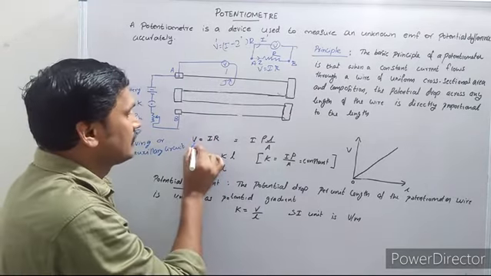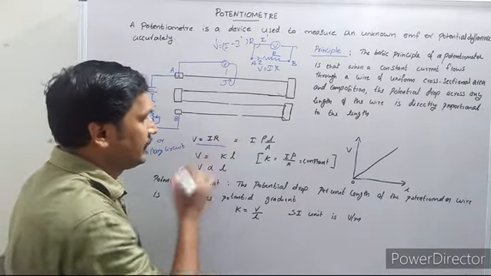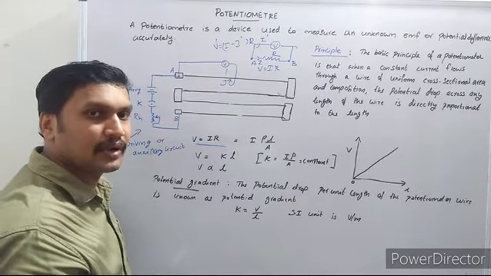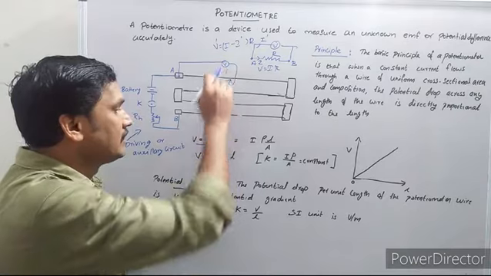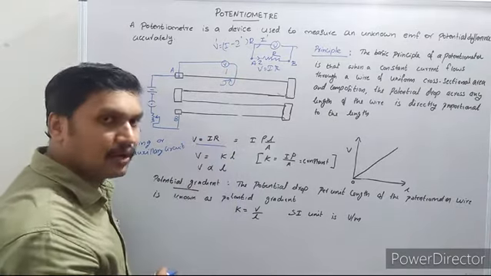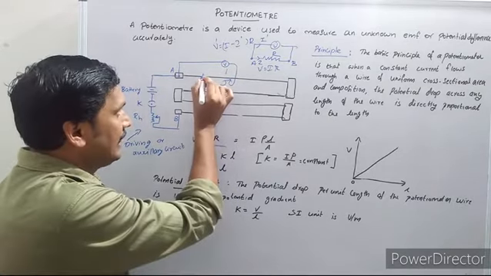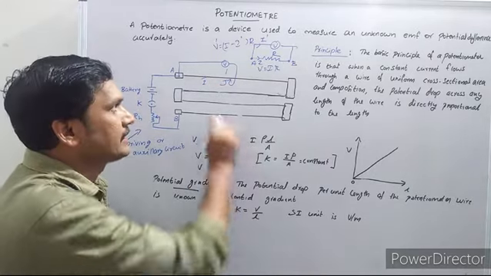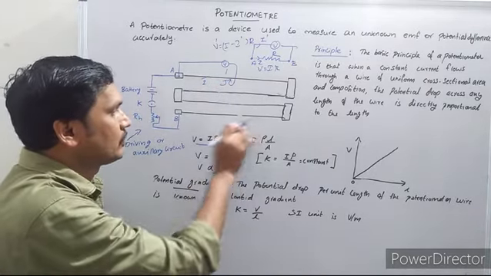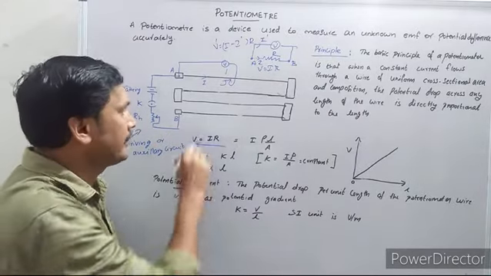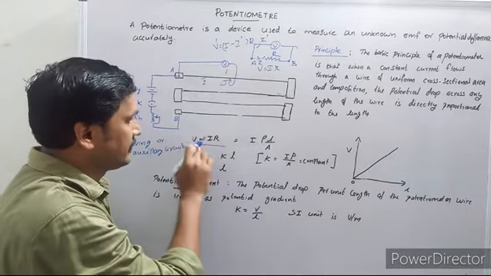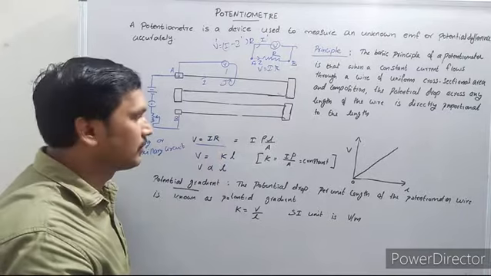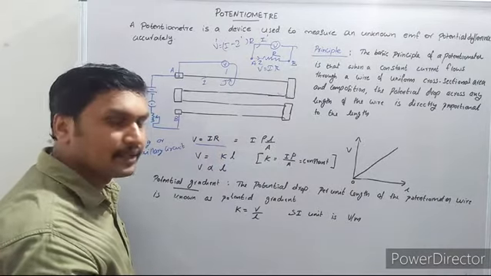So we can write V is equal to I into R. The voltmeter reading V is equal to I into R. What is I? I is the constant current which flows through this potentiometer wire. So the voltmeter reading V is equal to I into R.